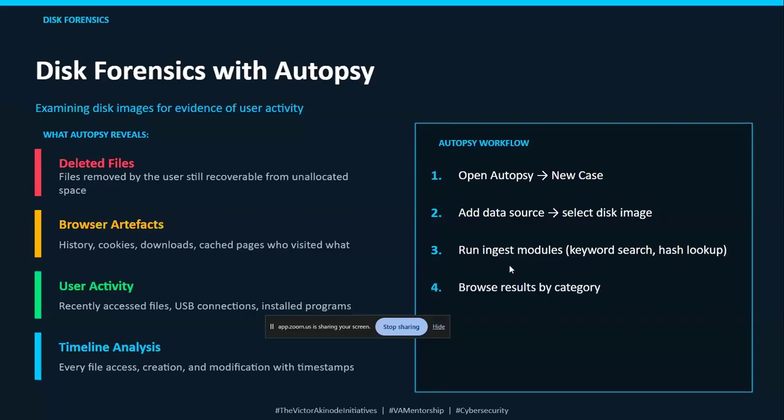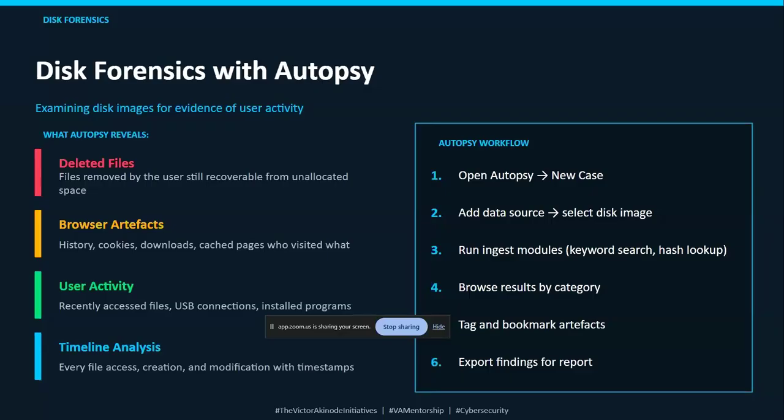And then browse results by category. You can browse the results by whatever category of results you are looking for, such as photos, videos, connections, and locations, maybe geolocations. You're going to see that when you open Autopsy. It also allows you to tag and bookmark artifacts or evidence. Whenever you see artifact, just know that I'm talking about evidence.